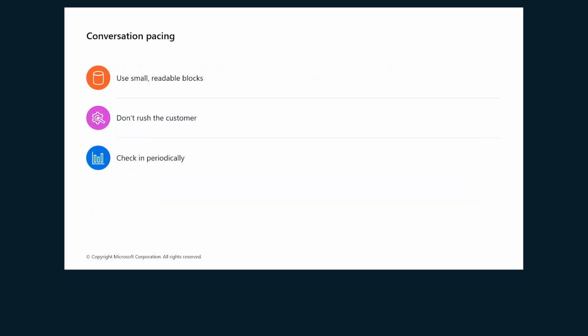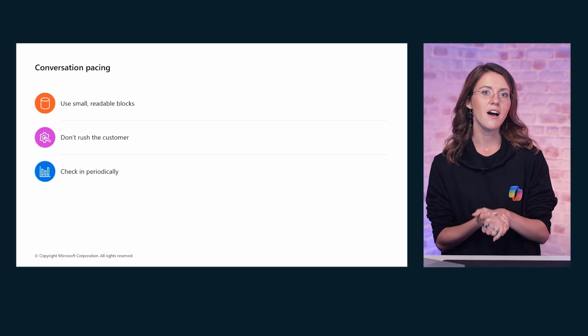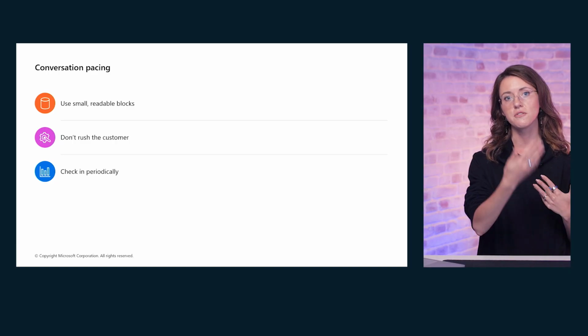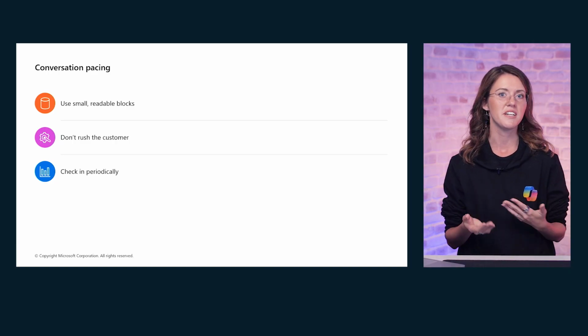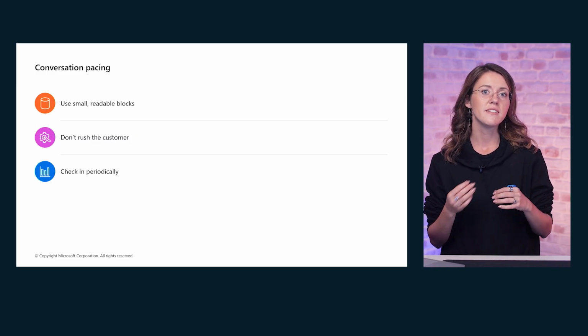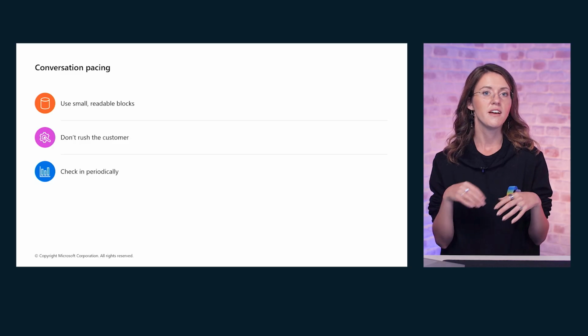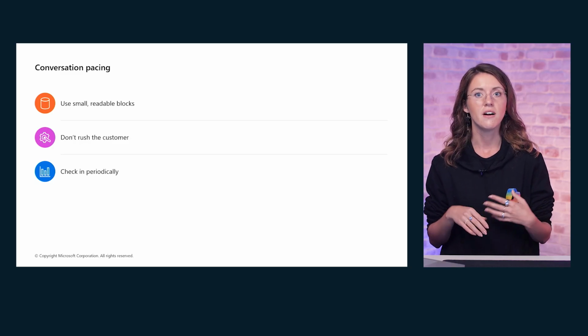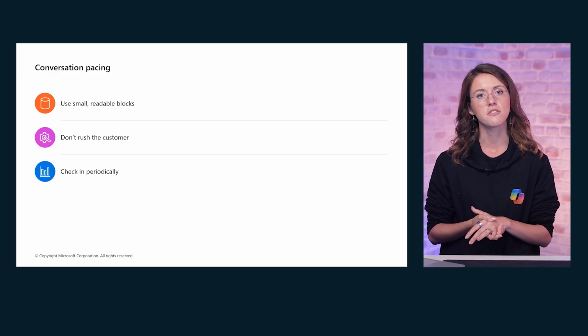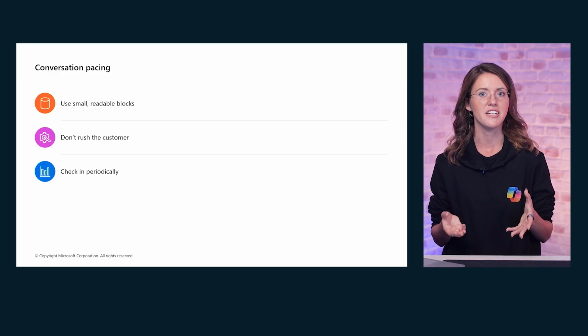Let's talk about pacing, how fast or slow your Copilot responds or moves through a conversation. First, break up the information into small readable blocks. This makes it easy for users to follow along and keeps the conversation feeling natural. If you have a lot to say, spread it over a few turns. Avoid overwhelming the users. Dumping too much information at once can cause confusion or make users disengage.